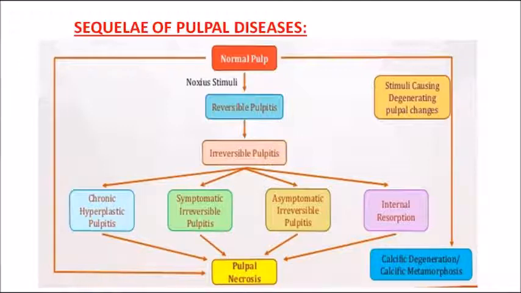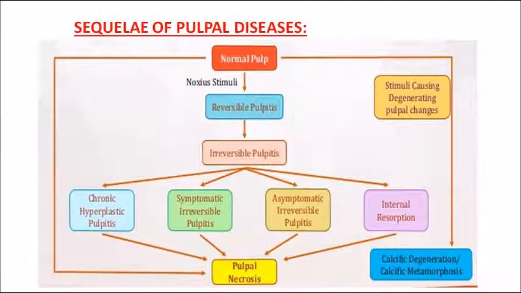Irreversible pulpitis shows chronic hyperplastic pulpitis, symptomatic irreversible pulpitis, asymptomatic irreversible pulpitis, as well as internal resorption. These are the 4 types of irreversible pulpitis you can expect. Now all these 4 types can go into pulpal necrosis if not treated at that stage. And one more thing, when you get calcific degeneration, that will be due to stimuli which are causing degenerating pulpal changes. So calcific degeneration or calcific metamorphosis.